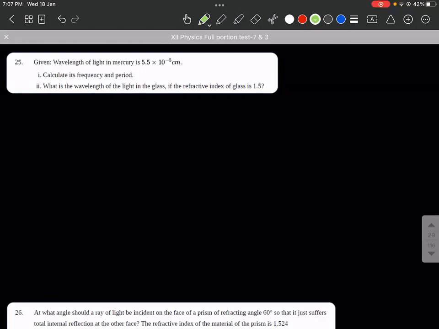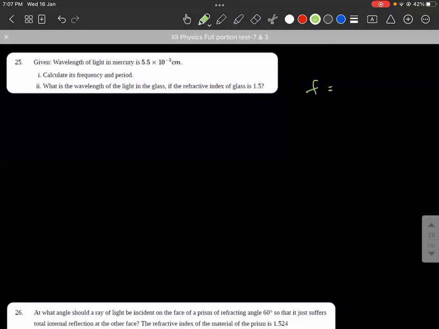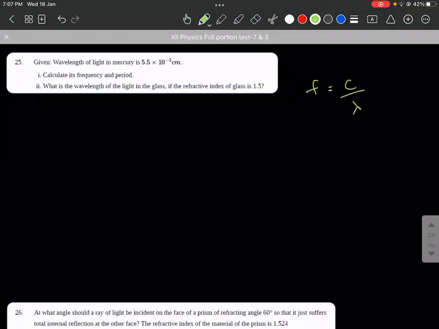The wavelength of light in mercury is found to be 5.5 into 10 power minus 5 centimeter. Calculate the frequency and period. So frequency you can calculate it. F is equal to, how much is frequency? Frequency is equal to speed of light divided by wavelength. So speed of light is 3 into 10 power 8 divided by 5.5 into 10 power minus 5. So 3 divided by 5.5, how much did you get? 5.45 into 10 power 14.